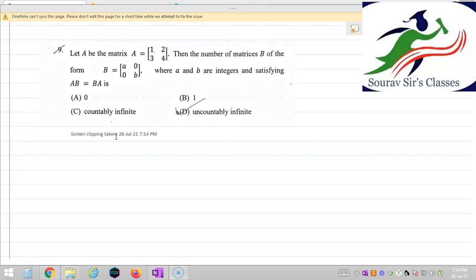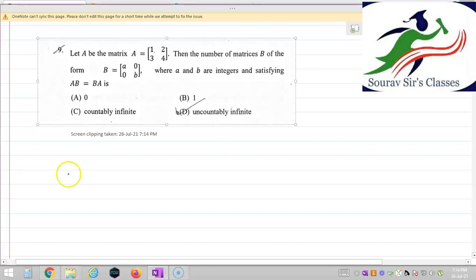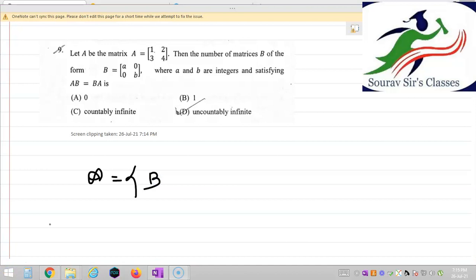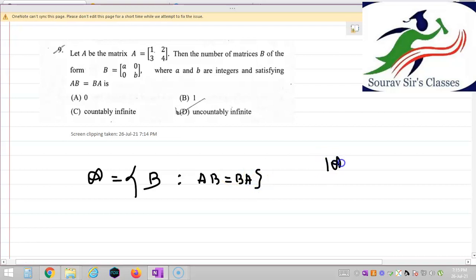Okay, so we need to find the cardinality of the set B. I am considering a set script A is equal to all such B such that AB is equal to BA. So we need to find out the cardinality of this set A. First of all, we actually can discard option A easily. How? If you put a is equal to 0 and b is equal to 0, then for any matrix A, AB is equal to BA. So option A is not the correct option.